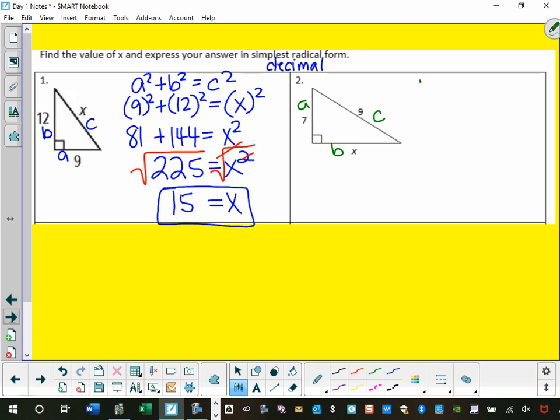Okay, so I'm going to write out my equation. A squared plus b squared equals c squared. That a is 7 squared. B is x squared. C is 9 squared. Putting everything in parentheses until I solve. All right, what is 7 squared? 49, plus x squared is equal to, plus 9 squared, just 81.